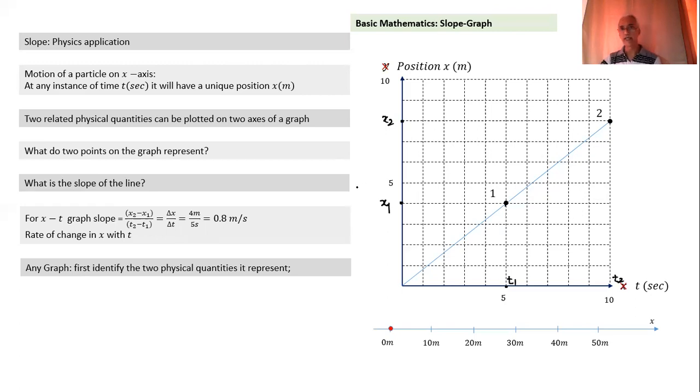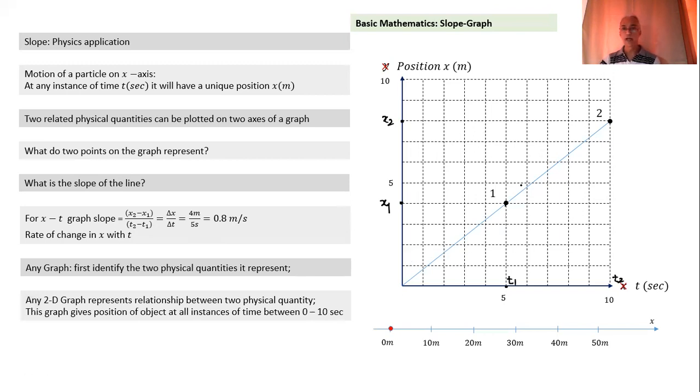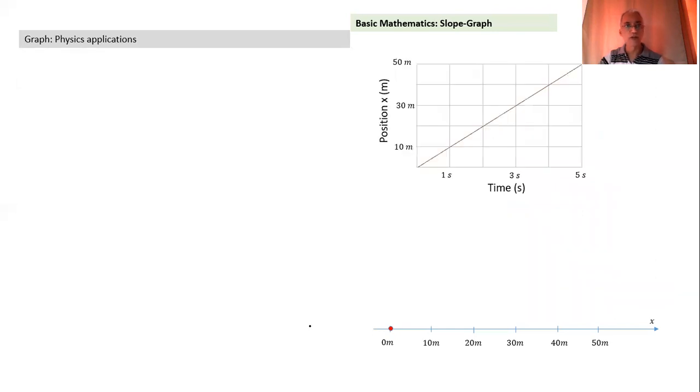So how do we read any graph? Whenever any graph is given, the first thing we need to identify is which two physical quantities it represents. So we need to look at the labels. What is the quantity on the y-axis? What is the quantity on the x-axis? Any graph represents a relationship between physical quantities. In this particular case, the graph gives you the position of a particle at every instance of time between 0 to 10 seconds. So let's practice a few more similar cases.